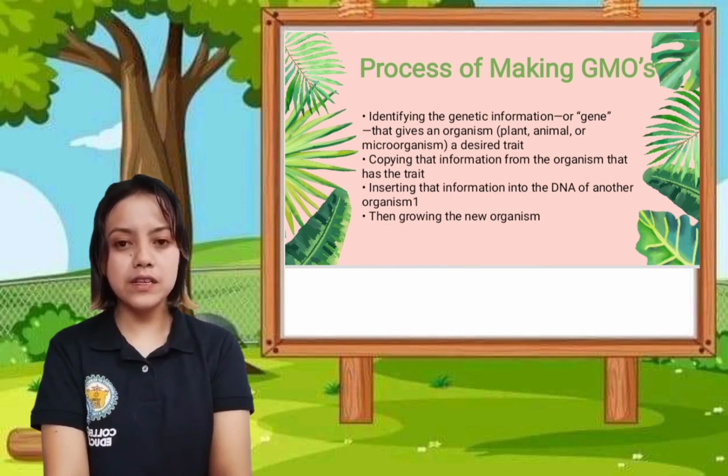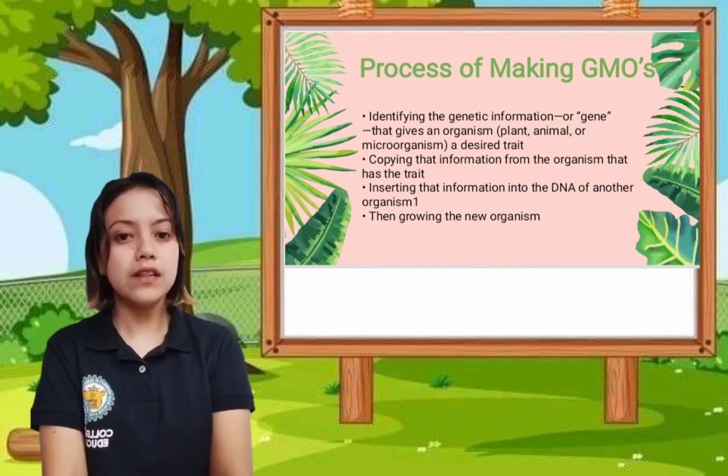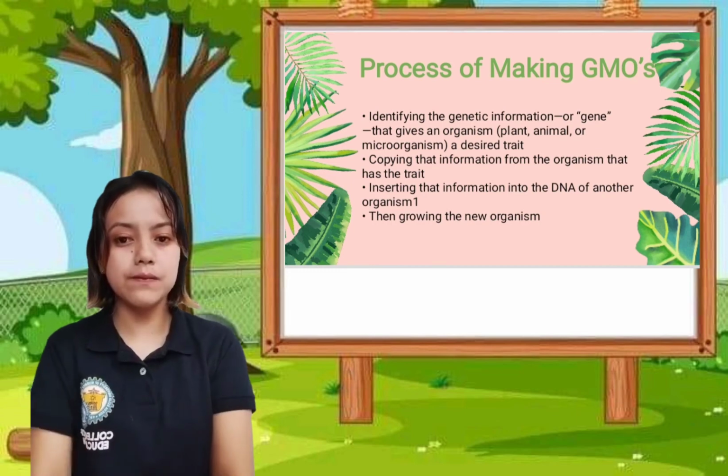First, identifying the genetic information or gene that gives an organism, plant, animal, or microorganism a desired trait. Second, copying that information from the organism that has the trait. Third, inserting that information into the DNA of another organism. Then, growing the new organism.